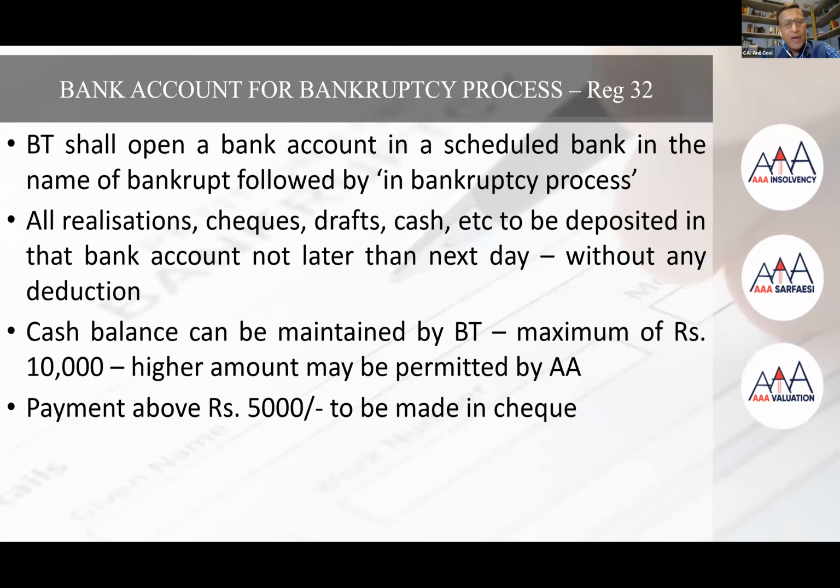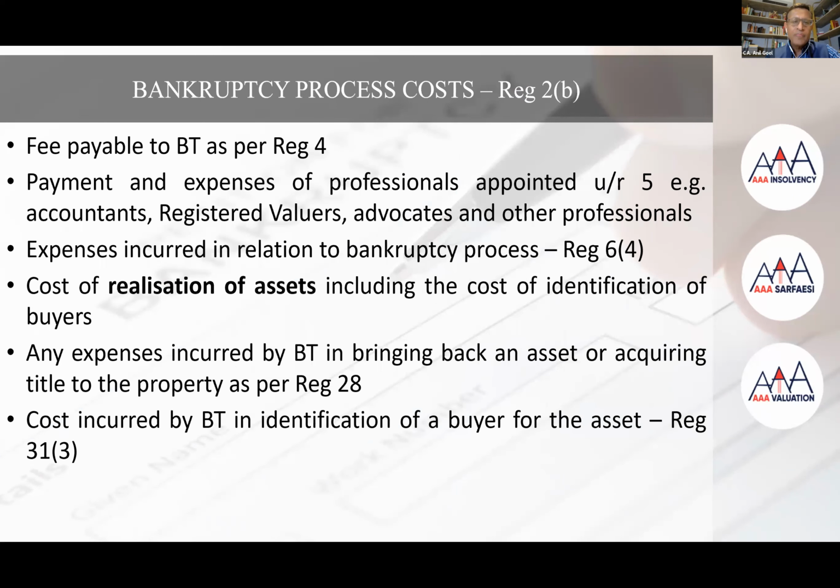So the provisions on the bank account are also very important. It is provided in Regulation 32. The BT shall open a bank account in a scheduled bank in the name of the bankrupt followed by "in bankruptcy process", like "Mr. A in bankruptcy process"; that is the name of the account. All realization cheques, drafts, cash, etc. are to be deposited in that bank account not later than the next day. This is a similar provision. Cash balance cannot be maintained beyond a maximum of 10,000 rupees, and payments above 5,000 rupees are to be made by cheque.